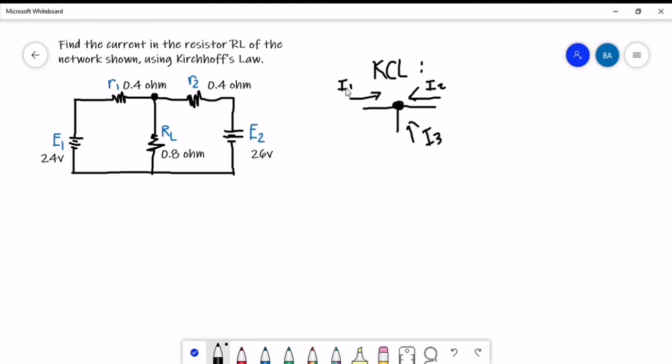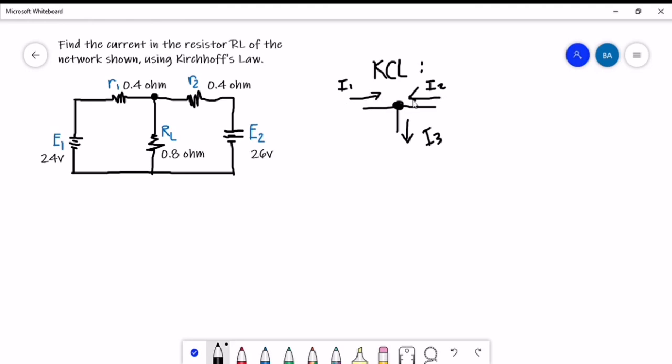Assuming the current enters the node, let's say that a current entering the node is positive, and if it leaves the node, it is negative. Let's say our I sub 3 is leaving the node. How are we going to find its equation? As stated in the KCL, the algebraic sum of the currents entering and leaving a node is zero. Again, the current entering a node is positive and the current leaving the node is negative.